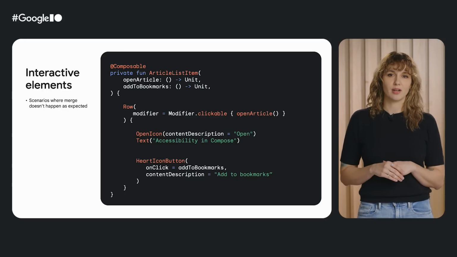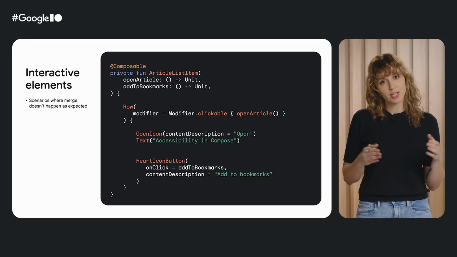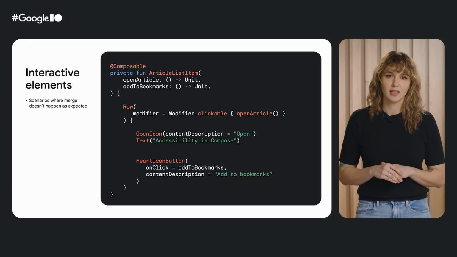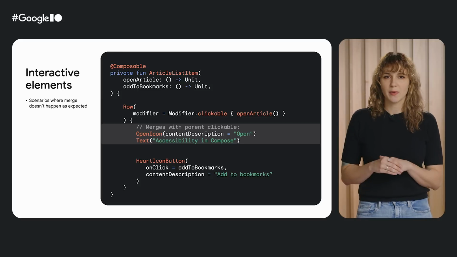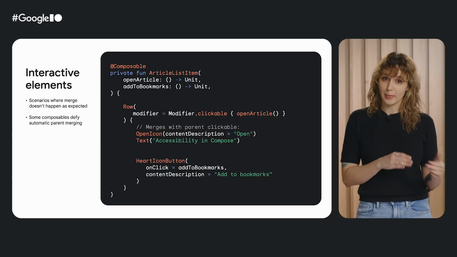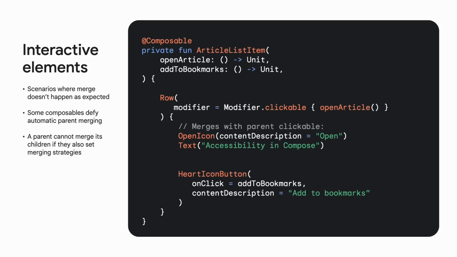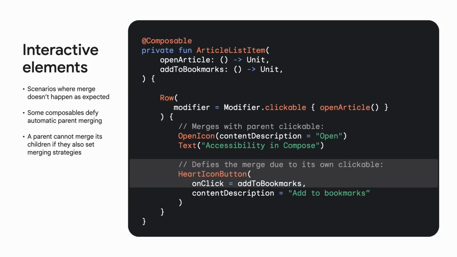You might run into scenarios where you expect children's semantics to be merged into the parent one, but that doesn't happen. In this example, we have a clickable parent with 3 children elements, and we might expect it merges all of them. However, some composables would not automatically merge under a parent by design. A parent cannot merge its children when the children are also merging, either from explicitly setting merge descendants to true or by being components which merge themselves, like buttons or clickables. Knowing how certain APIs merge or defy merging can help you debug unexpected behaviors.